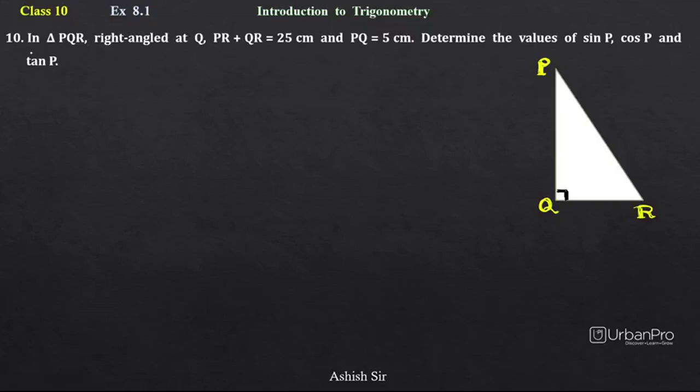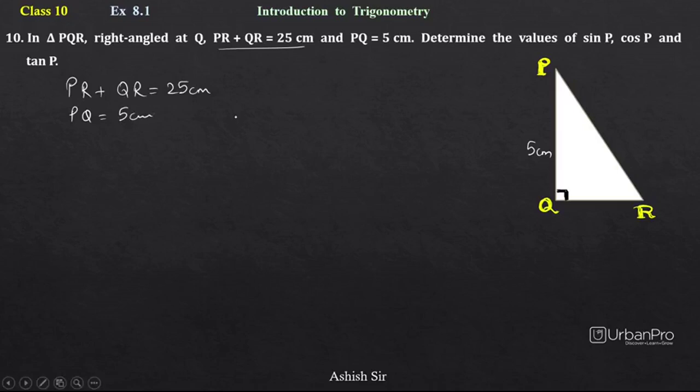Now in triangle PQR, in question number 10, right angled at Q, PR plus QR is given as 25. So the value of PR is not given and QR is not given. Their combined value is given as 25 centimeter. PQ is 5 centimeter. We can mark it in the figure. PQ is 5 centimeter. Now we need to determine the values of sin P, cos P and tan P.